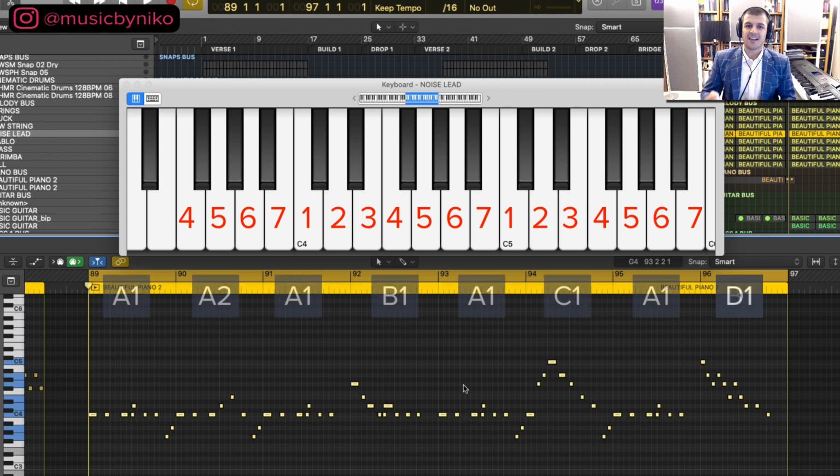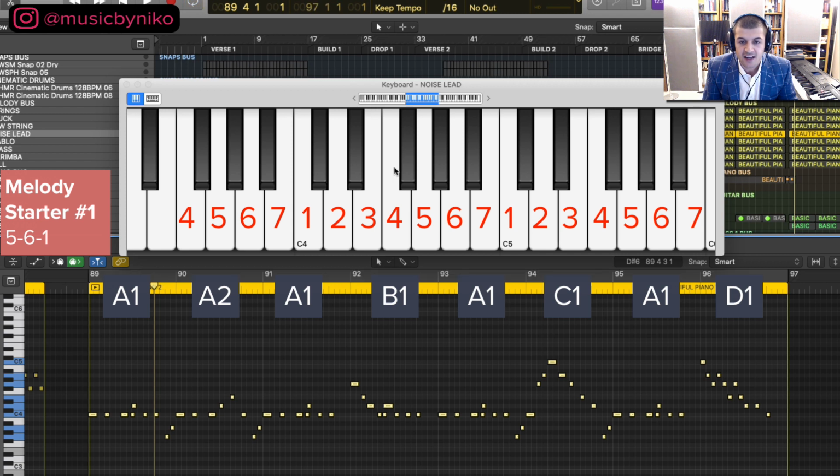Whenever we're creating melodies, I like to break it down super simple by looking at the numbers on the keyboard and seeing these sequences repeat over and over again. Now, when I wrote this melody, I thought about, well, what do some of the greats do, right? Now, the one melody starter is the 5-6-1, and you're gonna hear it right here, and you'll see it on the piano.